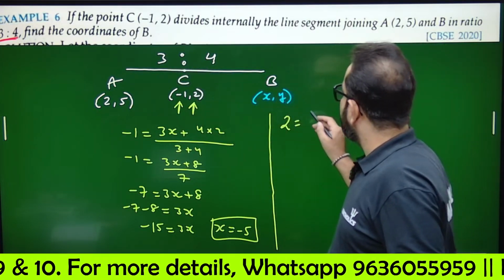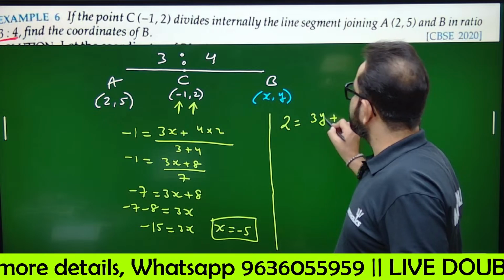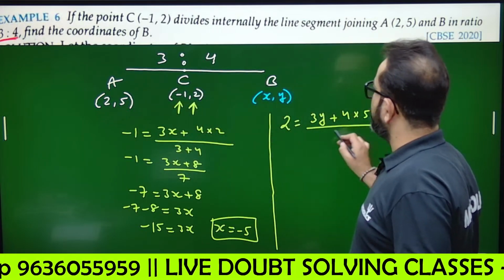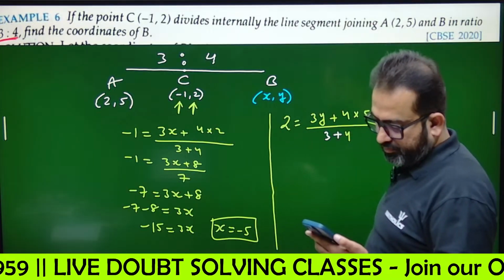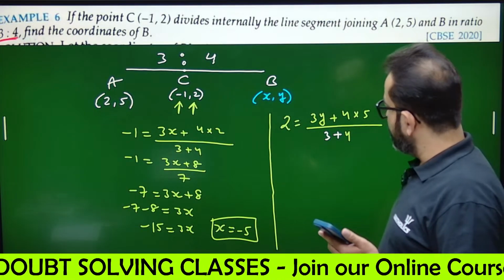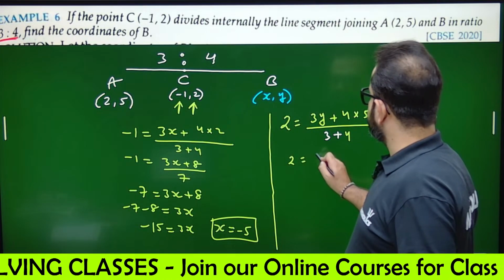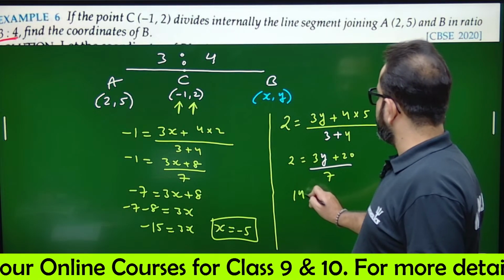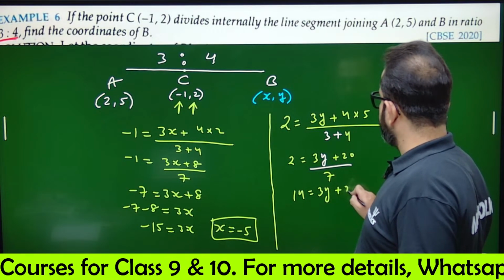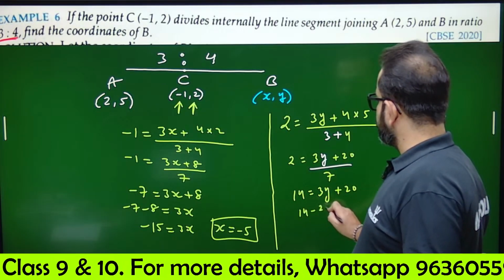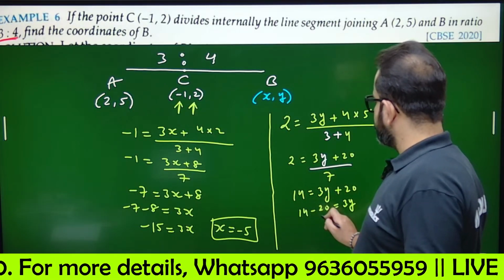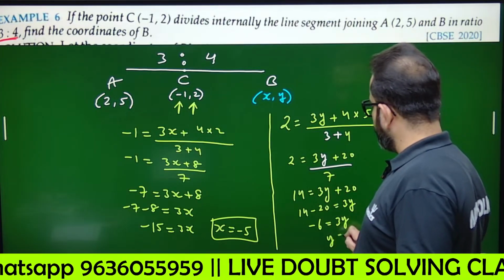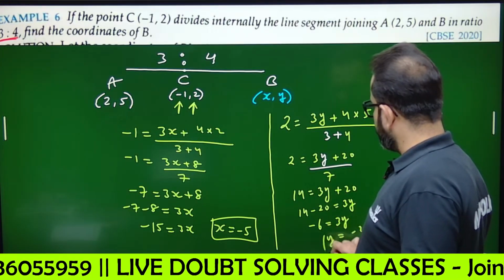3 into y. Yes. So 3y plus 4 into 5, and whole upon 3 plus 4. Sorted? So write 2 equals 3y plus 20 upon 7. 7 into 2 is 14, equals 3y plus 20. So 14 minus 20 equals 3y. So this is minus 6 equals 3y. So y equals to what? Minus 6 upon 3 would mean minus 2.